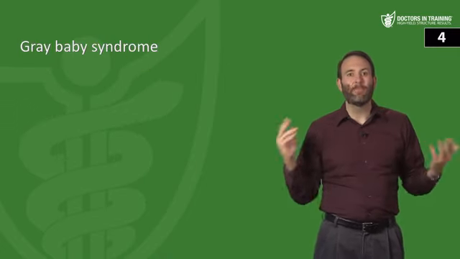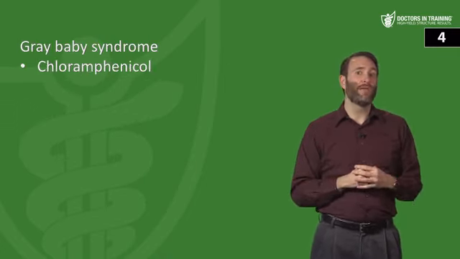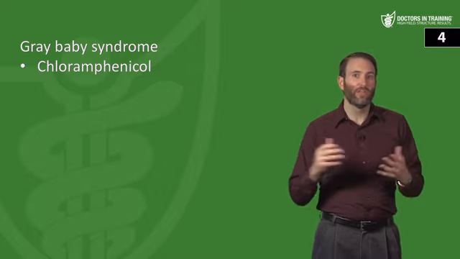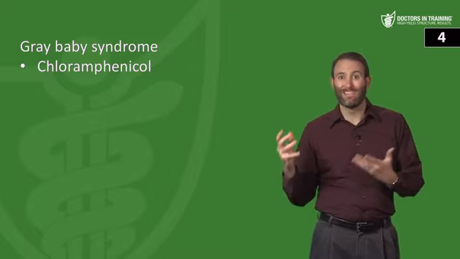Next, we have gray baby syndrome. That's going to be caused by chloramphenicol. So this is a toxic accumulation of the toxic chloramphenicol metabolites. And this occurs in infants because that UDP glucuronyl transferase enzyme is immature, and it's actually unable to metabolize that drug very well.